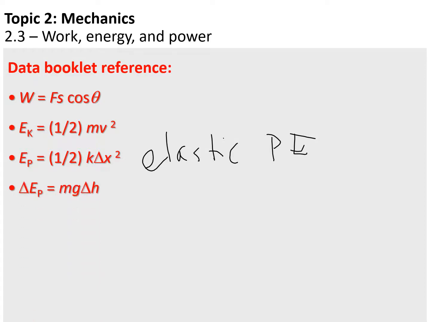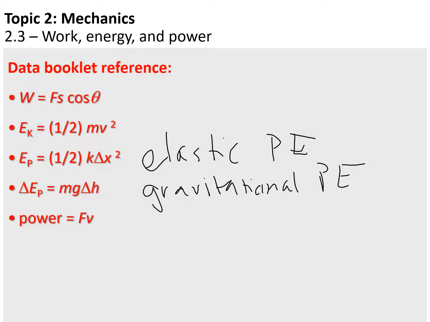We have the gravitational potential energy, delta E sub p, the change in the object's potential energy, equals mg, mass times the acceleration of gravity times the change in the object's position, vertical position of course. We have power equals force times velocity. And efficiency can be the work out divided by the work in, or the power out divided by power in. It's the useful energy out, the useful power out divided by how much power or how much energy had to go in.